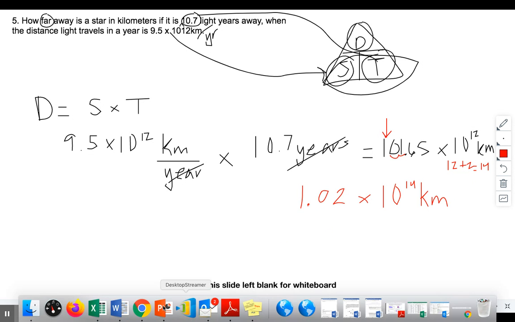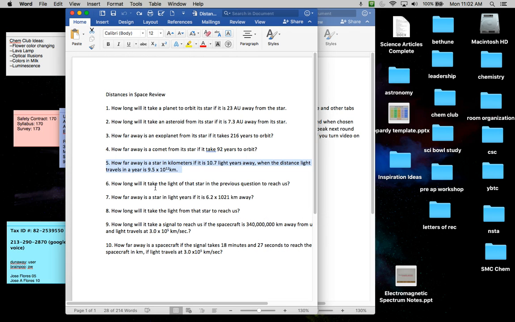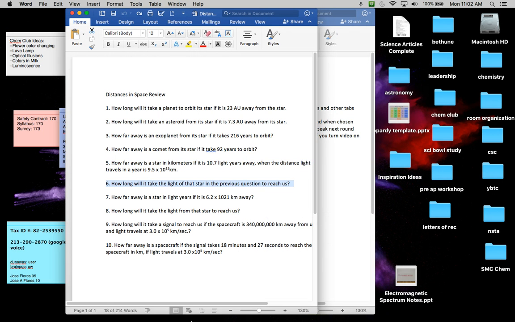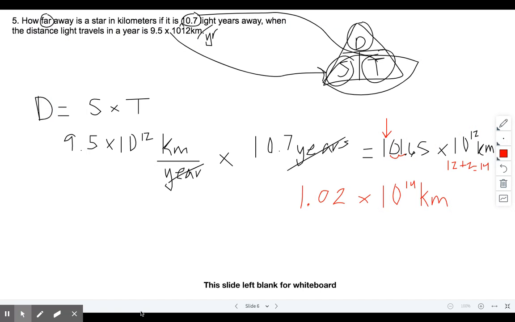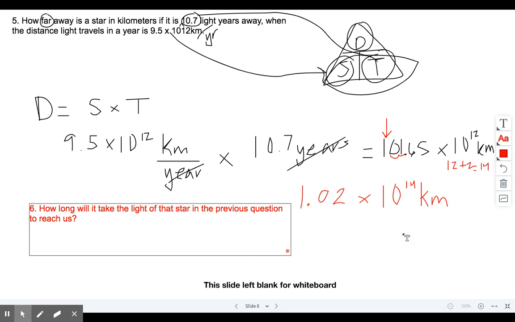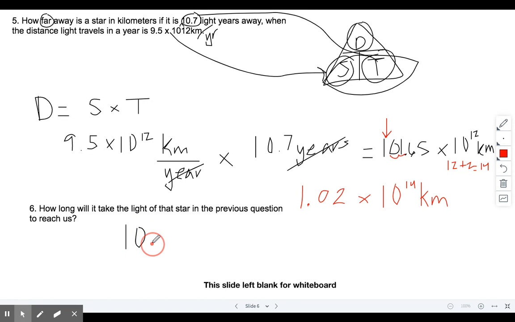The next question asked you is connected to this question. It says, how long will light from this star take to reach us? Let me write this question here. How long will it take the light of that star, this star from the previous question, to reach us? Well, it's going to take 10.7 years for the light to reach us. That's because that's how long it's traveling in a light year. It's traveling 10.7 light years of distance. That's also time. So it's going to take 10.7 years for this light to reach us.